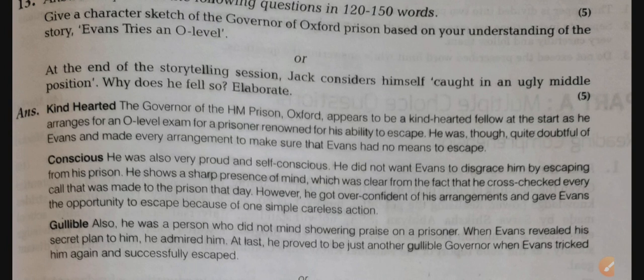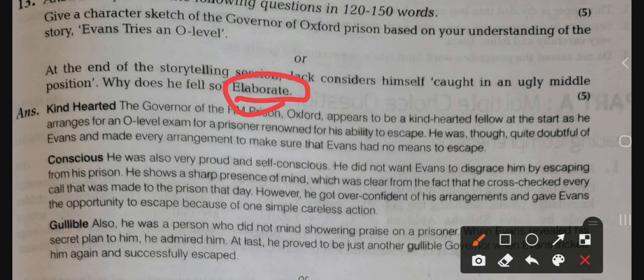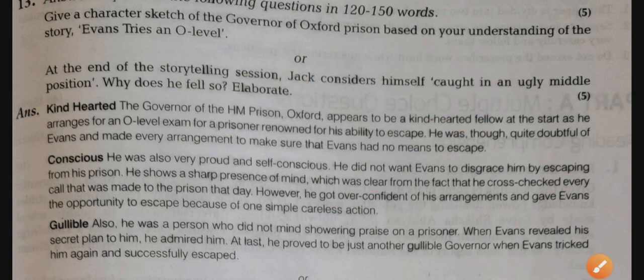Next question: at the end of the storytelling session, Jack considers himself caught in an ugly middle position. Why does he feel so? Elaborate, children. These words you have to study very carefully. What is the meaning of elaborate? Elaborate means tell in detail. Alright? Now suppose if the question is explain, you should explain by giving reasons. Elaborate means whatever statement is given, you have to just elaborate it, extend it. Alright? So, what is the statement? At the end of the storytelling session, Jack considers himself caught in an ugly middle position. So, we have to just extend this statement further.